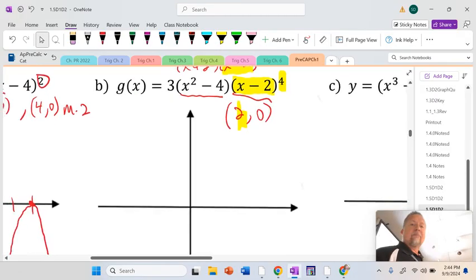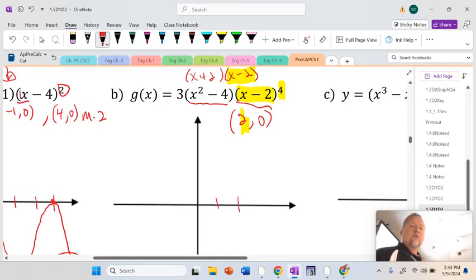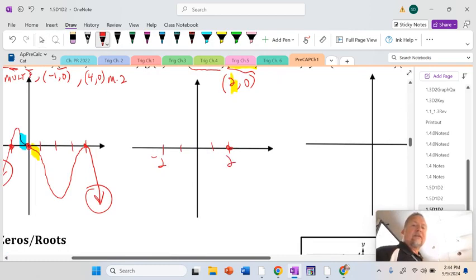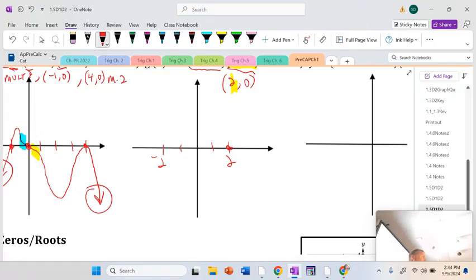Can't believe I ran out of time. Bad time management. So (1, 2, 0), and then this is (1, -2, 0). Now listen, multiplicity 5, sorry, lost track of time here, is just like a multiplicity 3. A multiplicity 4 is just like a multiplicity 2.